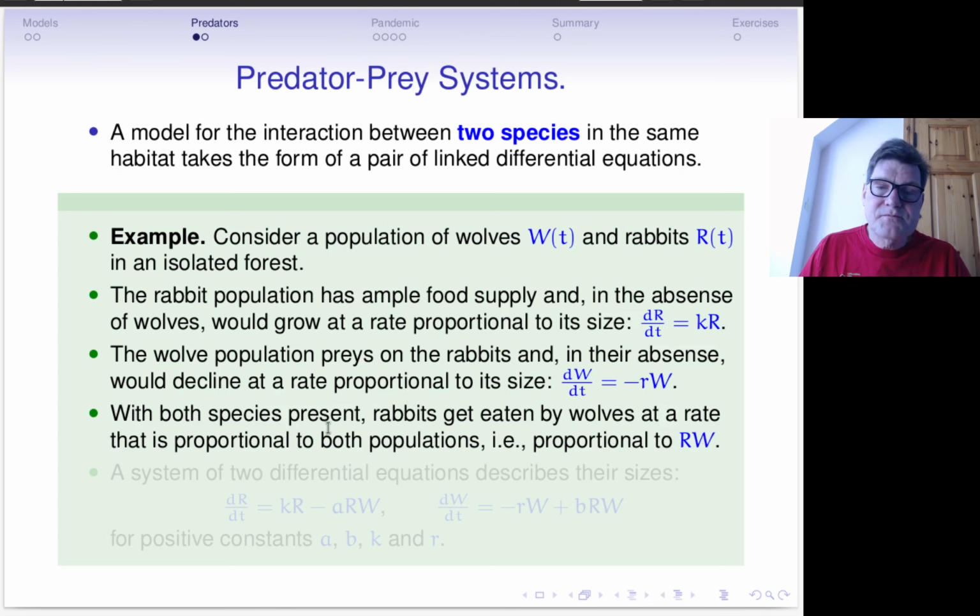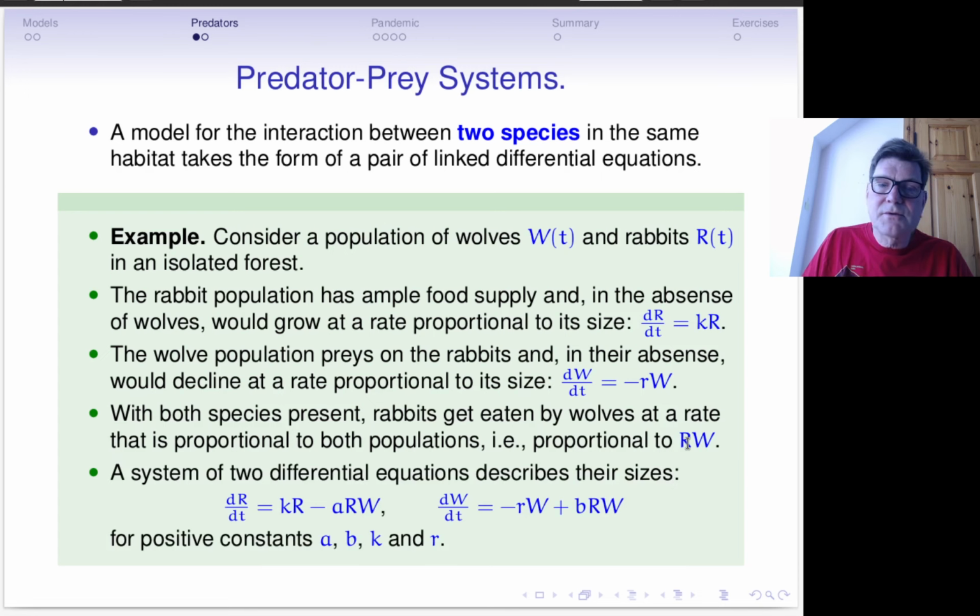And in total, the number of encounters is proportional to the product of R and W. And this leads to differential equations which describe the interaction between the two species and the rates of growth of those two populations, taking the two effects into account, starting with the exponential growth there, and then this growth being influenced by the predator-prey behavior at a rate proportional to the product of the current population sizes.